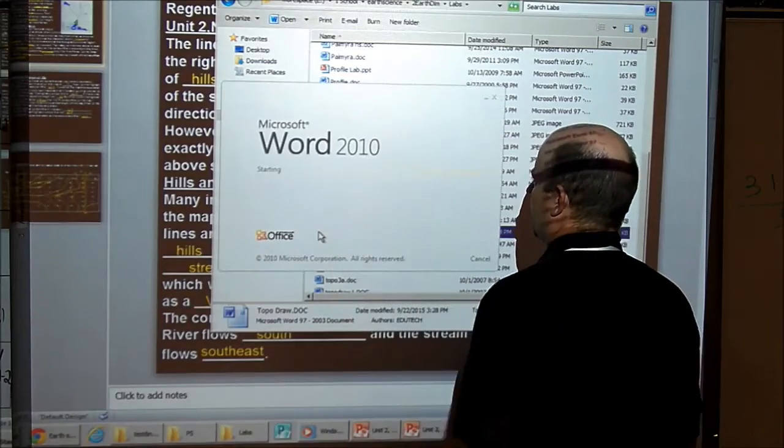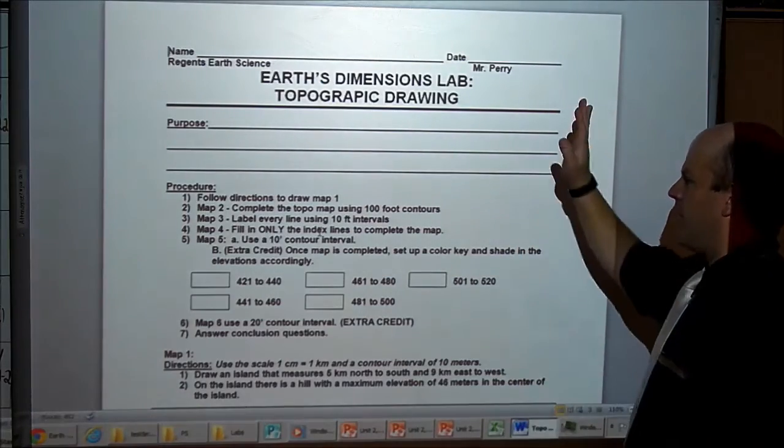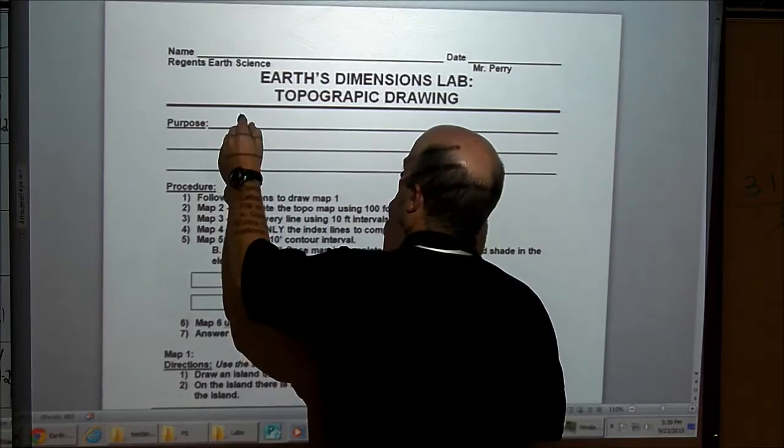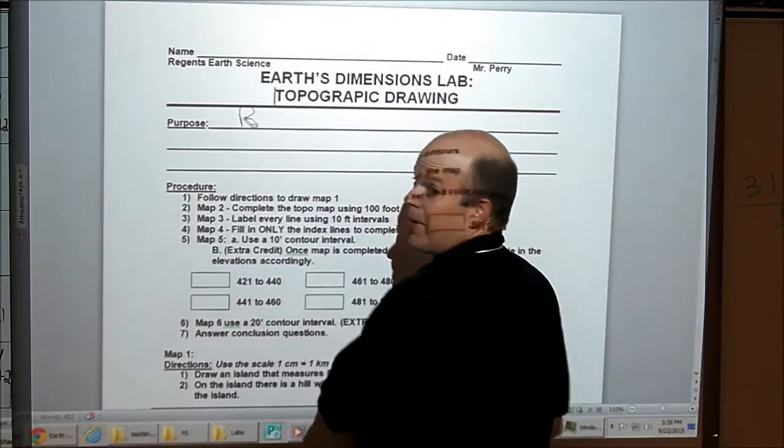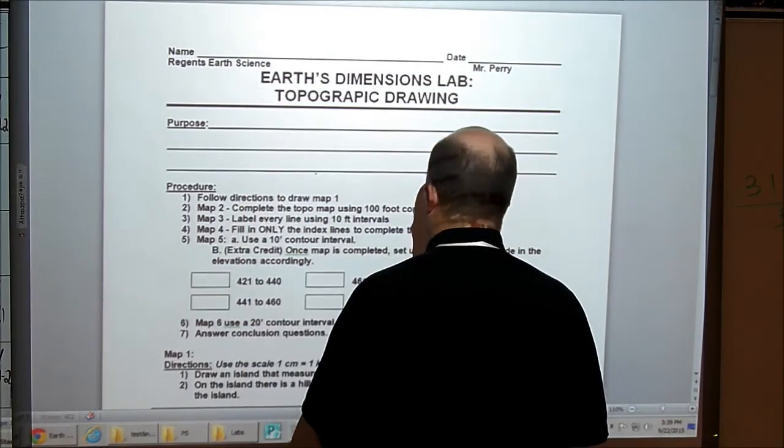So you're going to need a ruler to do this. Okay? So, purpose. And everybody needs this, because I didn't give this to everybody in class.